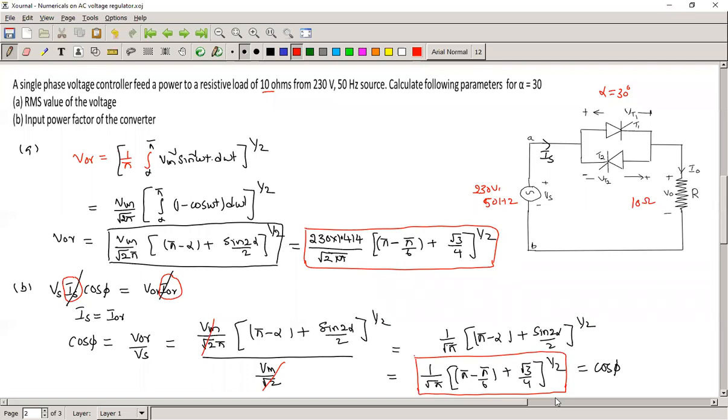The input power factor of a converter is highly dependent upon the firing angle. See, this is the firing angle. Suppose it is 30 degrees, you get some value. If it is 60 degrees, then it is another value. As alpha increases, the angle between Vs and Is will increase. Once it increases, the cos of that angle will decrease. That is the logic you have to follow.